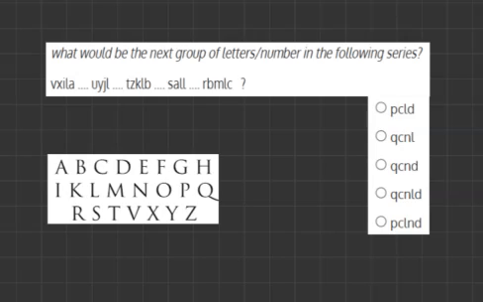What would be the next group of letters in the following series? So we have 5 groups of letters here, and we have to find a rule of relationship, apply it to help us find our next missing group. So there's 2 ways you can go about this, and I'm going to show you both.